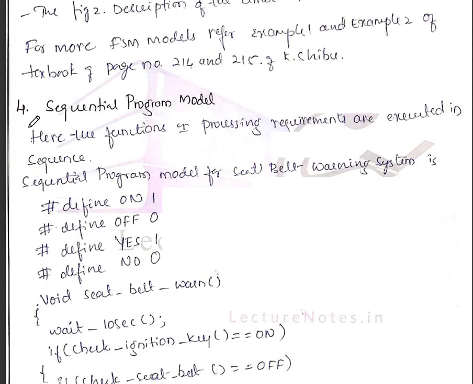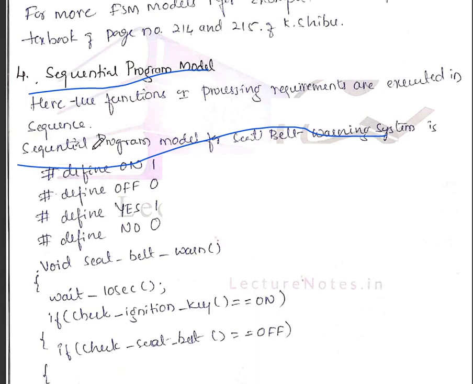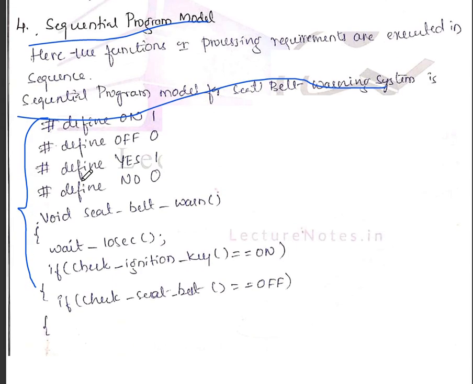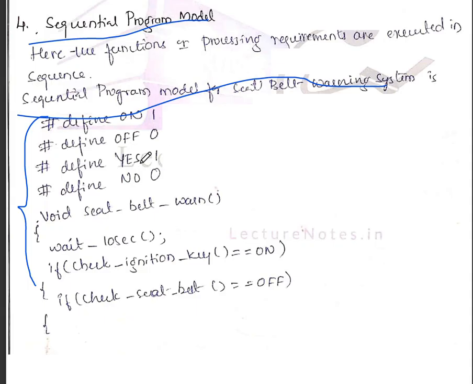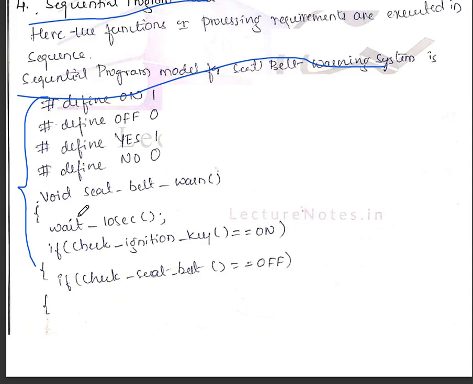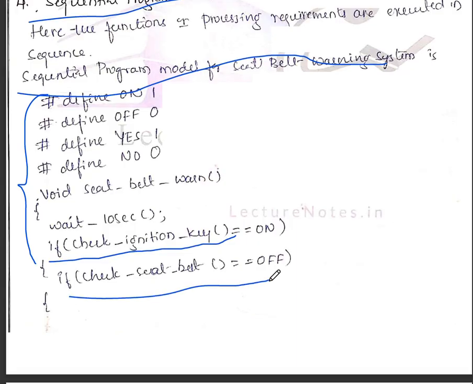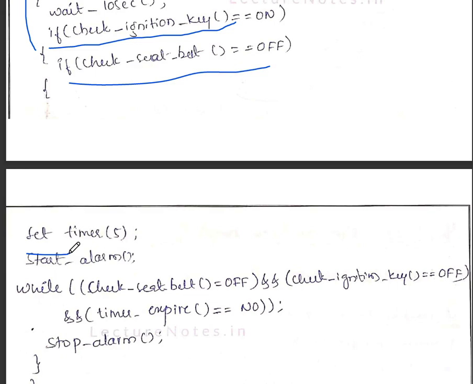So next one is the sequential program model, in which you are going to write a sequential program for the seatbelt warning system. So here you can see this is the block of code that you'll write: hash define ON 1, hash define OFF 0, and hash define YES 1, hash define NO 0. And if the ignition key is on and seat belt is off, then the alarm will be set for 5 seconds and alarm will start.